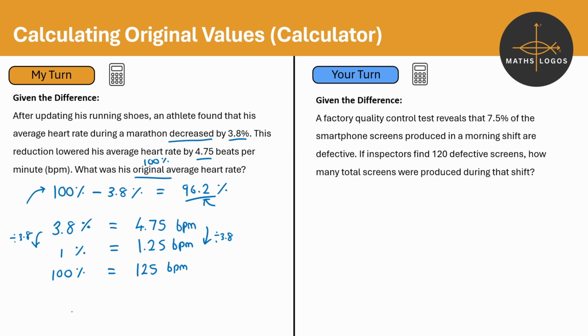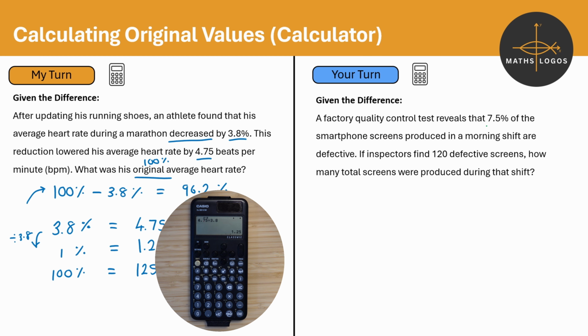Give this question a go, and then we'll have a look at it together. A factory quality control test reveals that 7.5% of the smartphone screens produced in a morning shift are defective. If inspectors find 120 defective screens, how many total screens were produced during that shift? All of the smartphone screens that were produced in the morning shift would be equivalent to 100%. And the quality control has seen that 7.5% of the smartphone screens are defective. And we've then been told that that's equivalent to 120 screens. So that's our way into this question.